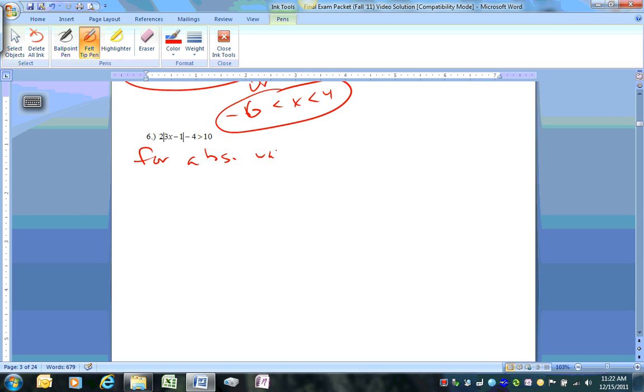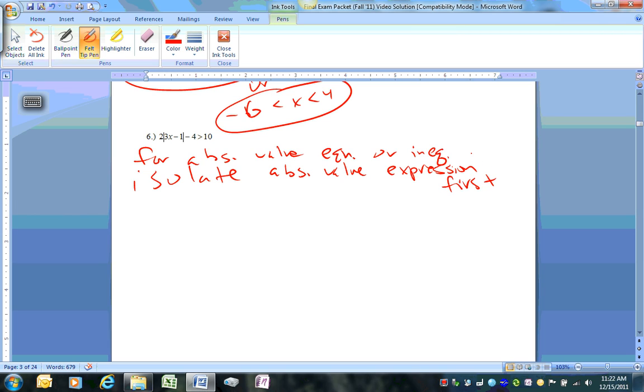So for an absolute value equation or inequality, very, very important, isolate the absolute expression first. So the absolute expression here is 3x minus 1. So I'm going to isolate that first. So you have 2 times 3x minus 1 is greater than 14. So I added the 14. Don't distribute. Please, please, please. You cannot distribute here. It doesn't work that way for absolute value.